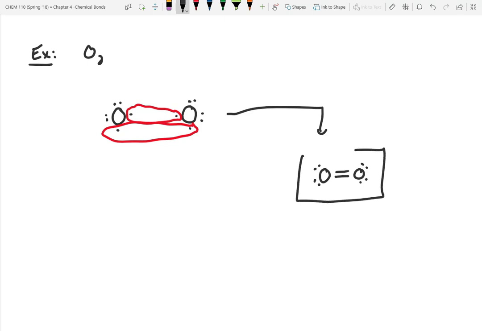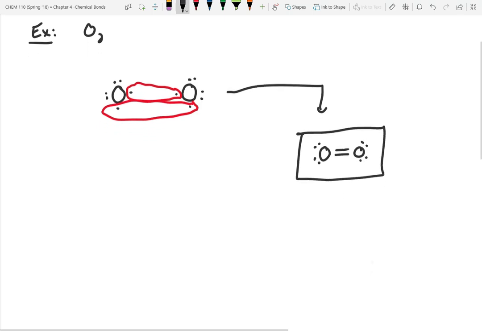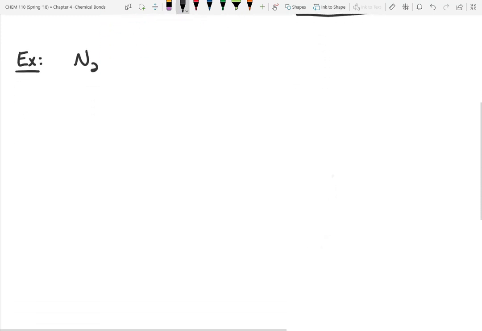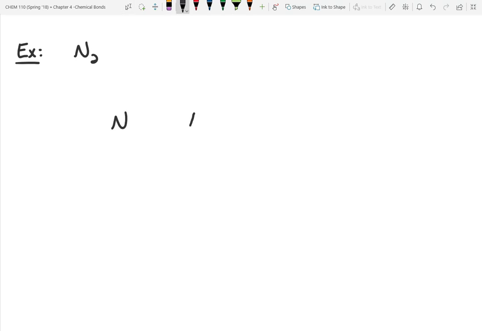All right, let's try a hard one now. Does anybody know what the air we breathe is mostly made up of? It's not oxygen. Nitrogen. Nitrogen is N2. So let's go ahead and draw those 2 nitrogen atoms. And I want you to see if you can figure out how to link these up together and then check with your neighbor.